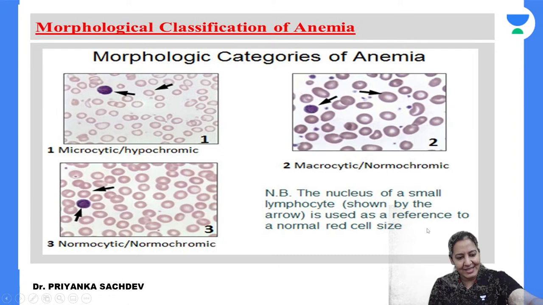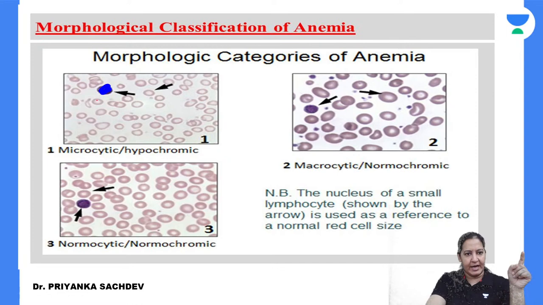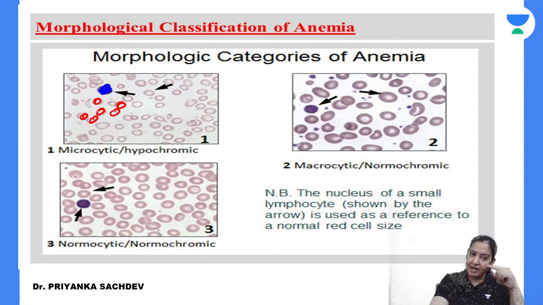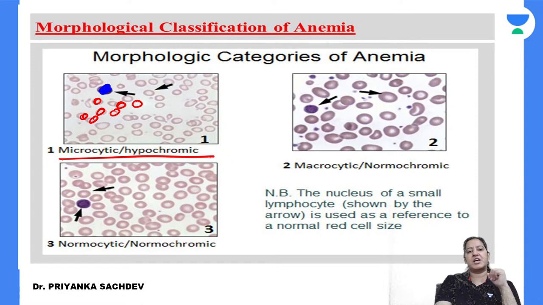In the three slides, okay, see the first slide. This is a lymphocyte. Compare all the RBCs with lymphocyte. I guess all the RBCs are smaller than lymphocyte. Size-wise, they are smaller. And color-wise also, the central pallor is enlarged. The color at the periphery is less. That's why it is microcytic hypochromic anemia.